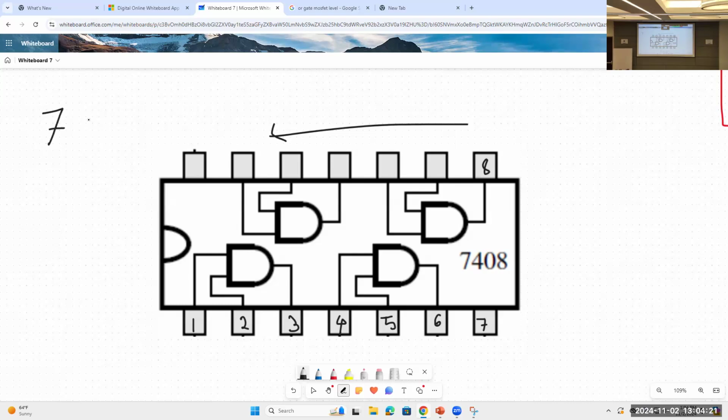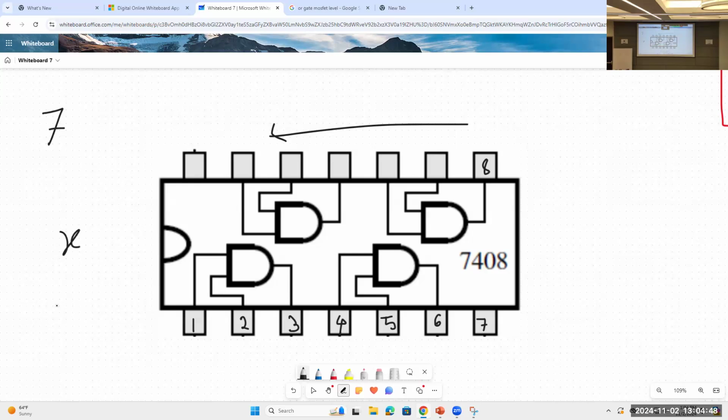I don't know how these numbers come, but right now I am assuming that it starts with 7 because there are 7 pins on one side. Maybe, I'm not sure. Don't hold me to that. Maybe. So these are some numbers. Okay.